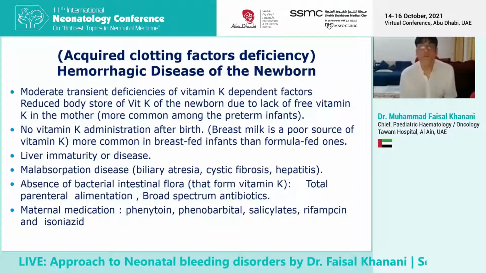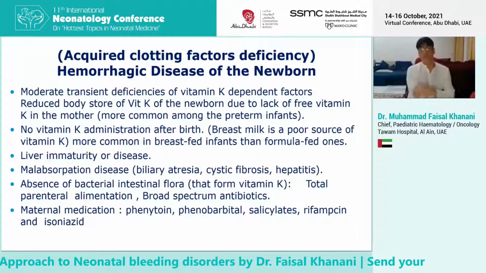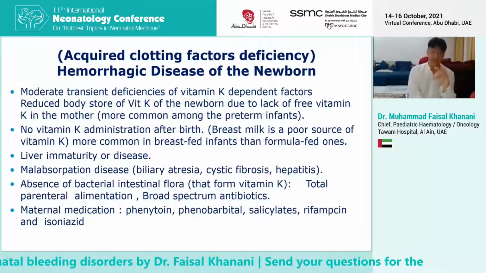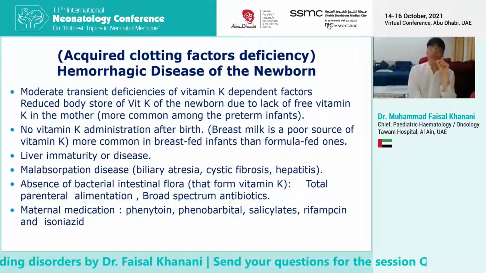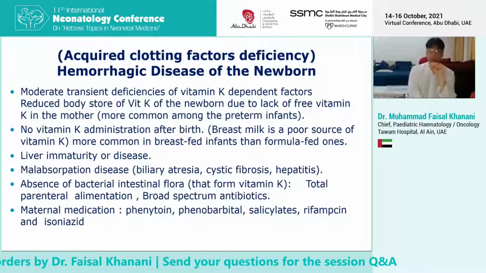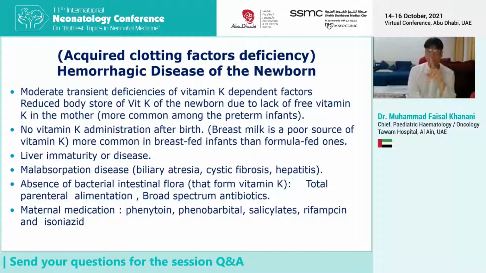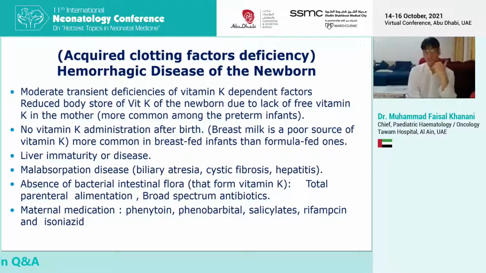The acquired clotting deficiency is hemorrhagic disease of the newborn, and there is a moderate transient deficiency of vitamin K dependent factors, with reduced body stores of vitamin K due to lack of free vitamin K in the mother. It is more common in the preterm, with no vitamin K administration after birth. Breast milk is a poor source, so it is more common in breastfed than formula-fed infants.